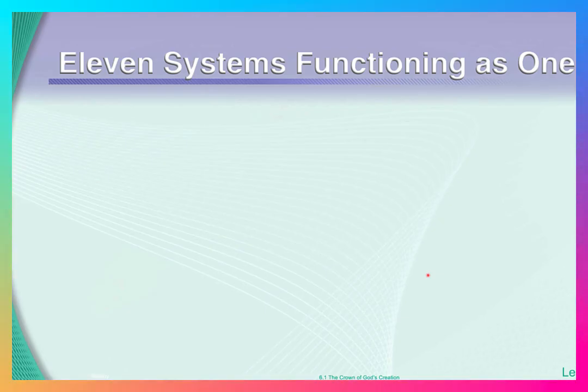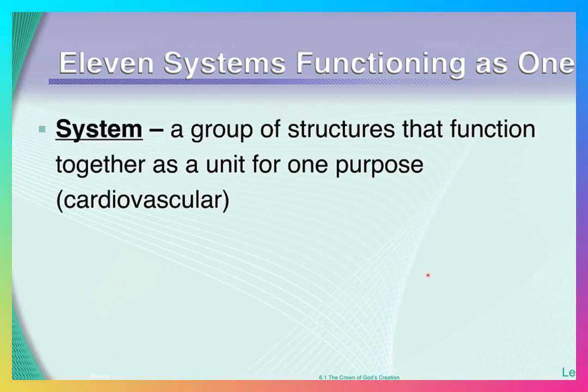So when we talk about systems, what are we talking about? A system is a group of structures that function together and they serve a single purpose. An example of a system is the cardiovascular system. The cardiovascular system serves one purpose, which is to transport blood around the body. The blood is transported around the body in order to transport oxygen and remove carbon dioxide from the body.